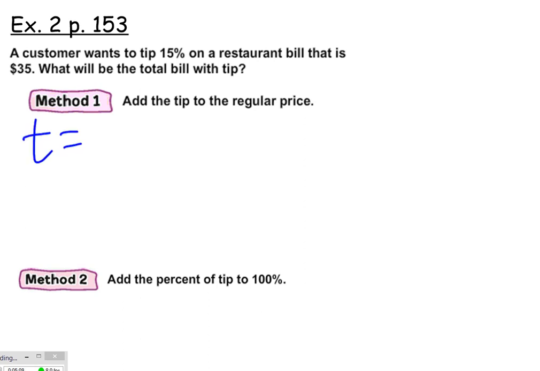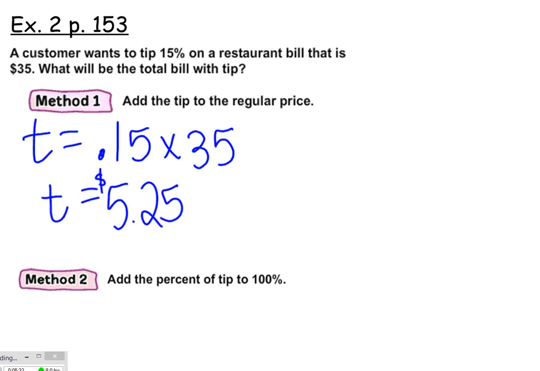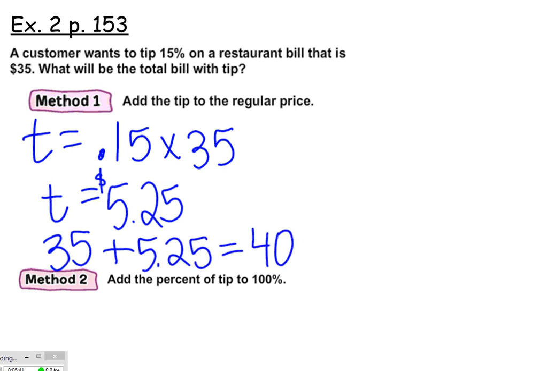The tip is equal to the percent, which I write as a decimal, times the total cost, or the whole amount. So the tip, 15% or 0.15 times 35, gives us a total, when you calculate it, of $5.25. So now we take the original amount, 35, plus 5.25, which gives us a grand total of $40.25.